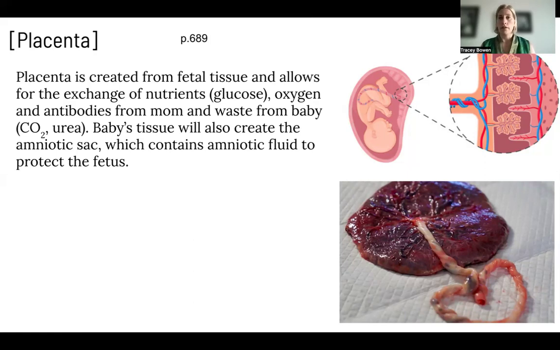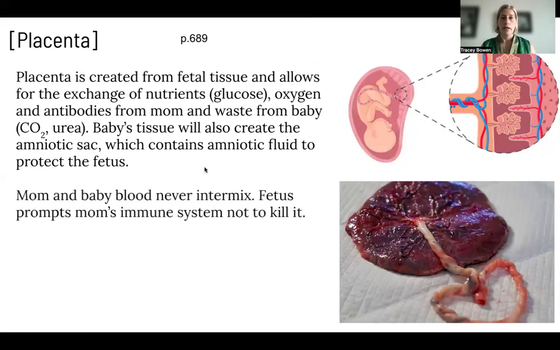And obviously, a mother would not want her baby peeing into its amniotic sac, filling up this entire bag with urine. Ooh. So the baby's tissue is also going to create the amniotic sac. That's the bag that it's in with amniotic fluid. And this is for protecting the fetus, typically from shocks and impacts. So if a mom, for example, fell at some point, then the fetus would be protected because it would be in a bag of liquid. It's kind of like a baby airbag.